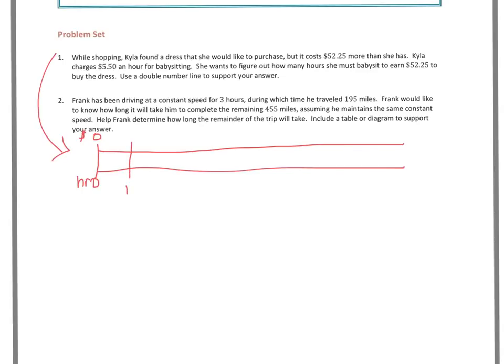I know one thing. At 1 hour, she makes $5.50. Okay, I do know that because it says $5.50 an hour. So at 2 hours, she makes $11. At 3 hours, she makes $16.50. And if you're not sure what I'm doing here, every hour I go up, I'm going up by 1 here, I'm going up by $5.50 up here.